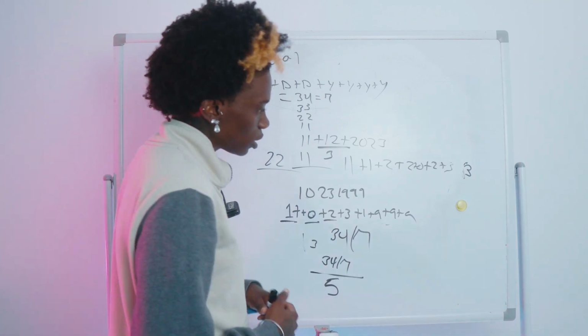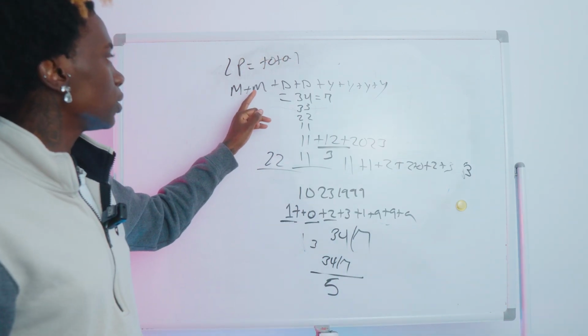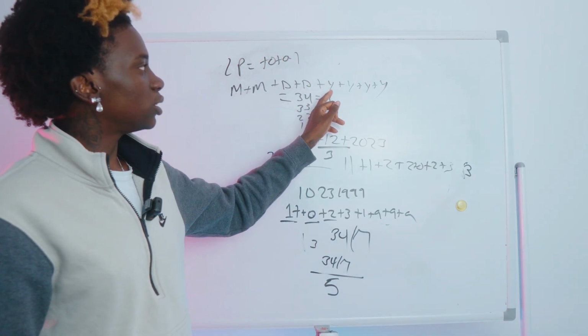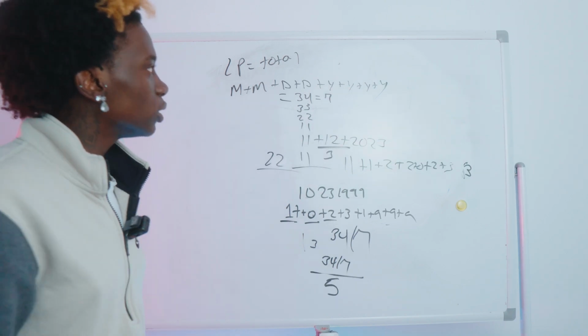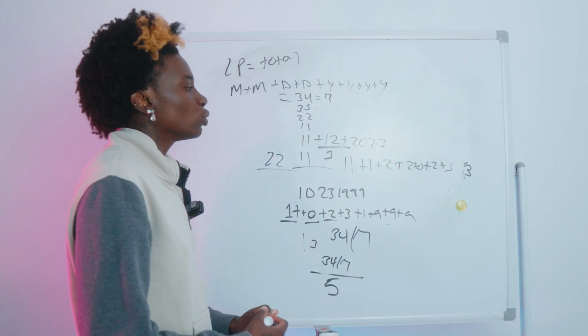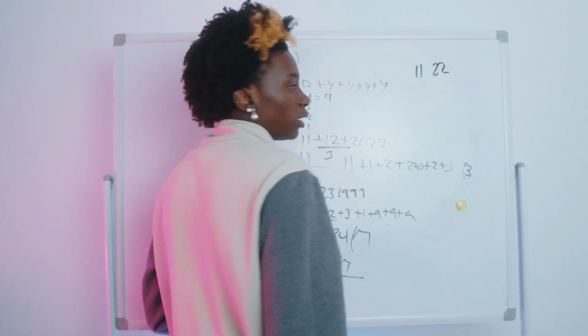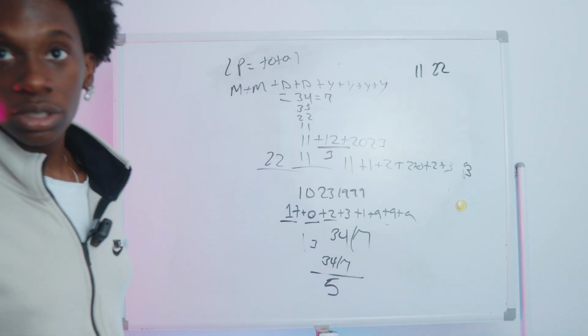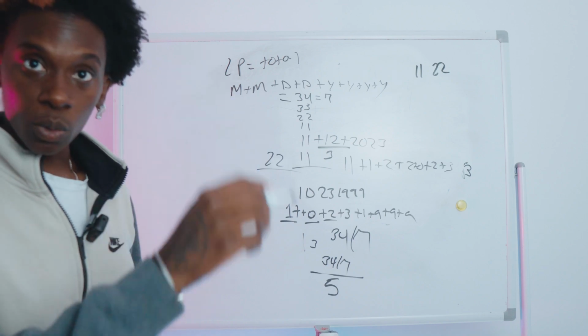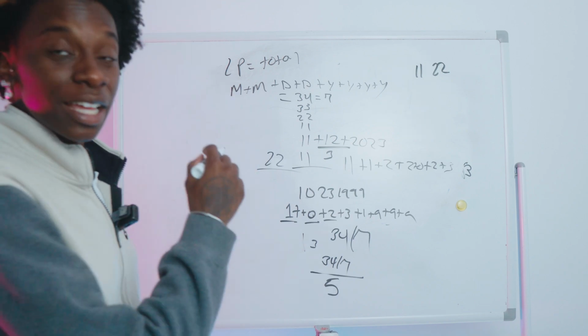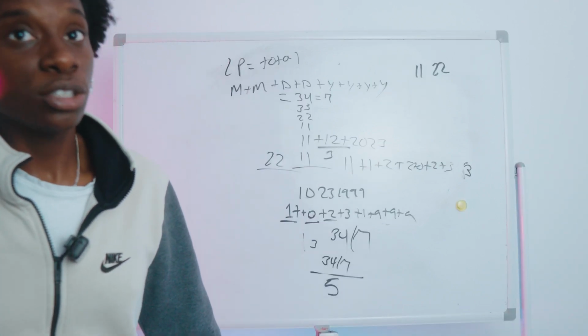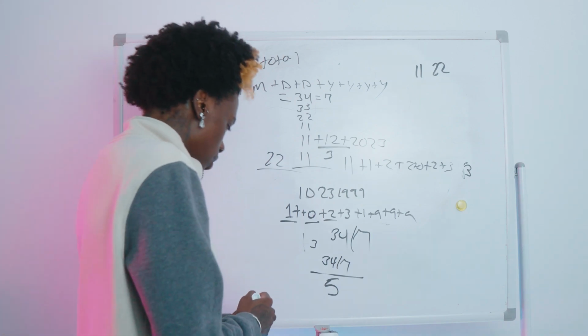If that seems confusing, just follow this right here. Month plus day plus year. The only time that you add a full number is when it is 11 or 22. All right? If it's none of those numbers, then you break it down. 1 plus 0. If it's 11, then it's 11 plus 2 plus 3. You know what I'm saying? So that's how you do it.